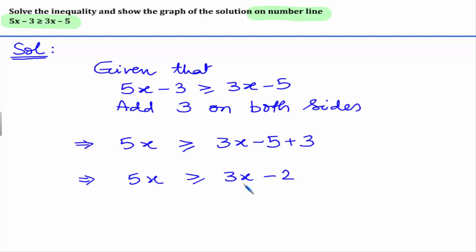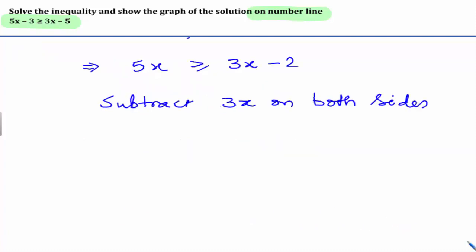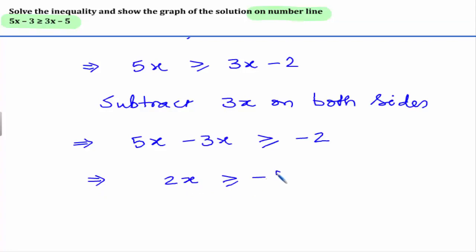And now this variable should come into the left hand side. So let us subtract 3x on both sides. Then we get here 5x minus 3x greater than or equal to minus 2, because 3x gets cancelled. Here we get 2x greater than or equal to minus 2.